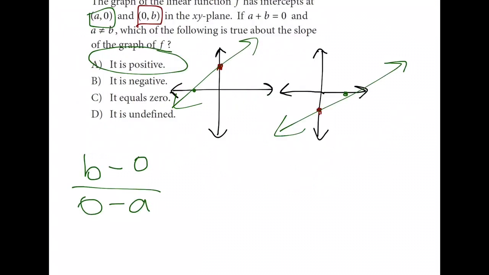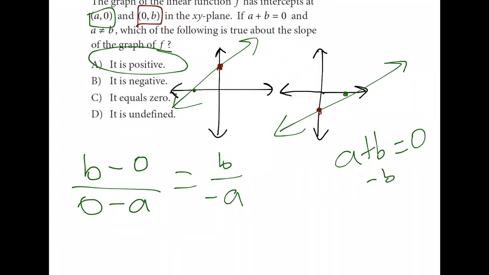I could also solve this algebraically by using the slope formula, y2 minus y1 over x2 minus x1. This would give me b over negative a. And now I know that a plus b is equal to 0. If I wanted to solve this for a, I can subtract b from both sides. I get that a is equal to negative b, and I can substitute here.